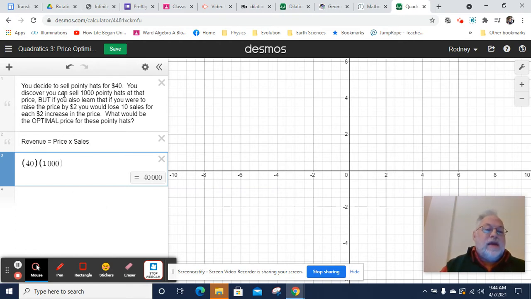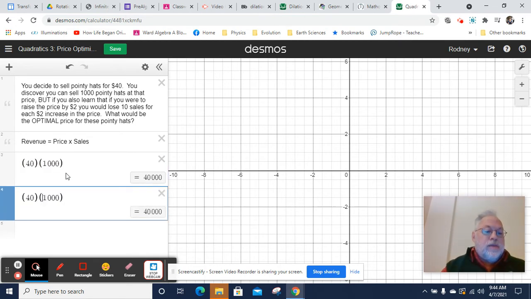Okay, but how do we apply all of this extra information? So here's how we apply it. You're going to be raising the price by $2. And if you raise the price by $2, you will lose 10 sales. And at that point, you've lost sales, but you're still making more money, which is kind of neat. Price times sales equals how much income you're making on this.